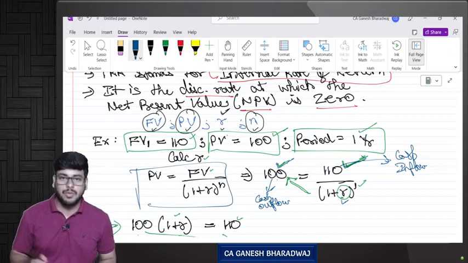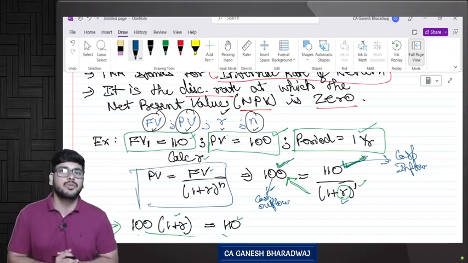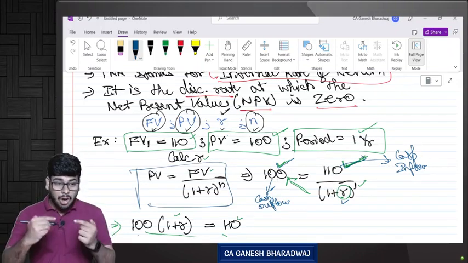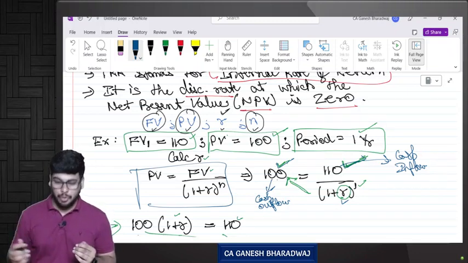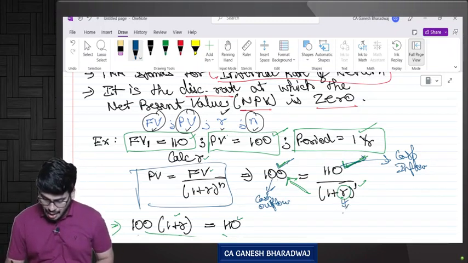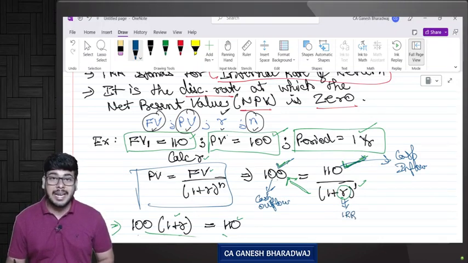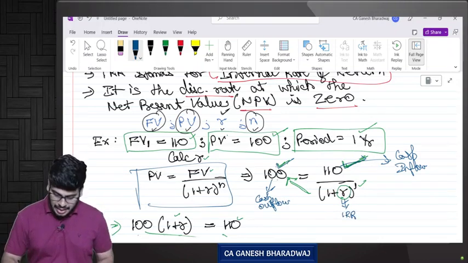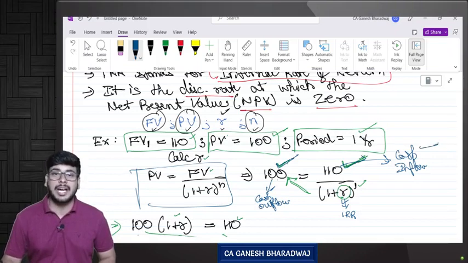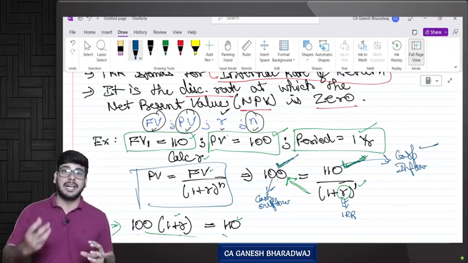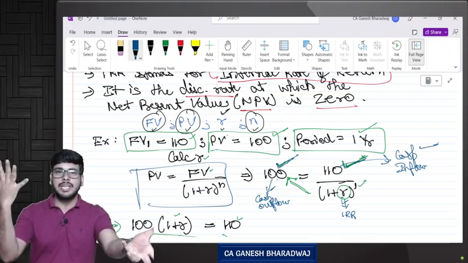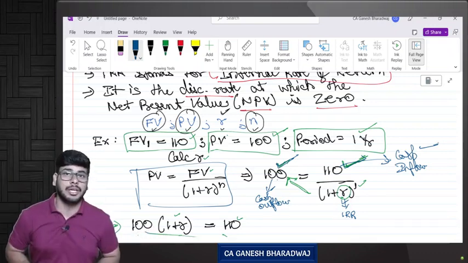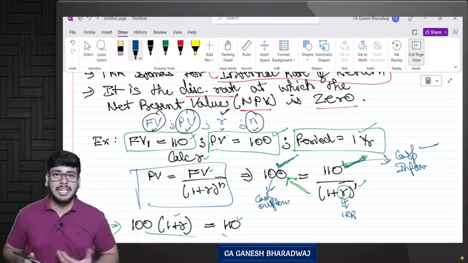Basically, this formula, we have used the same concept. Are you clear with this? Let me just add one more point. IRR is the rate that equates my cash inflows with my cash outflows. IRR is the rate at which my present value of cash inflow is equal to my present value of cash outflow. Correct or not? Yes, that is what we have done indirectly.